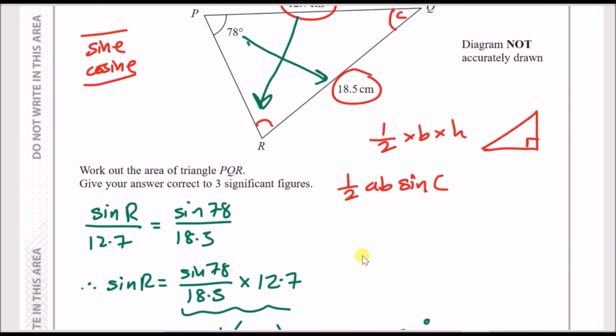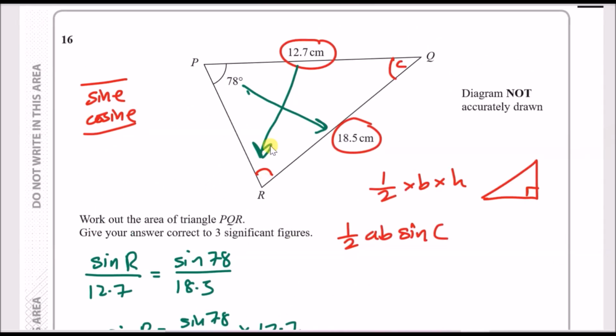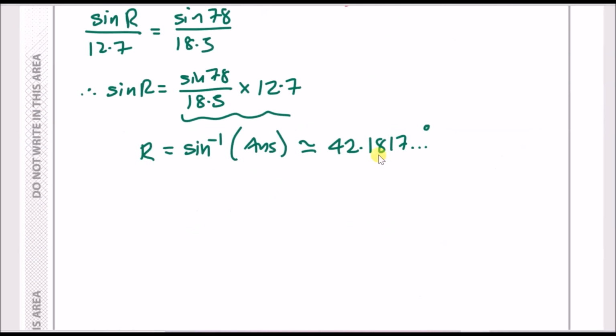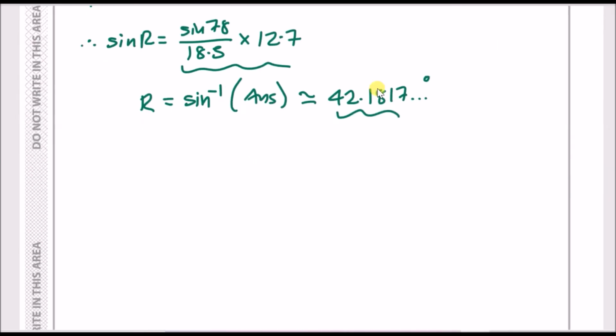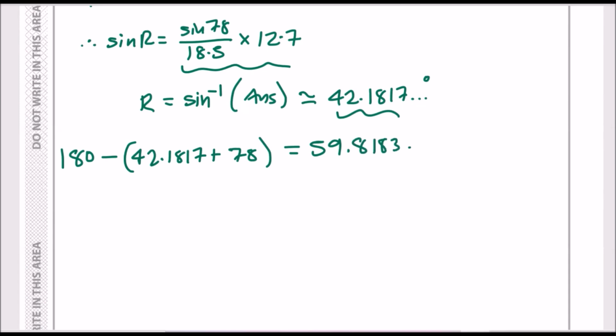Now, when you do this, we now find angle R. And we can easily find angle Q or C. And that is because we're working with a triangle, we know all angles in a triangle always add up to 180. So my advice now, we can just use this angle, add it to 78. So this angle, let's say 42.1817 plus, what was it again? 78. And wherever this is, you're going to subtract it from 180. And doing that, you're going to get an angle of, let's say, 59.8183 ... degrees.